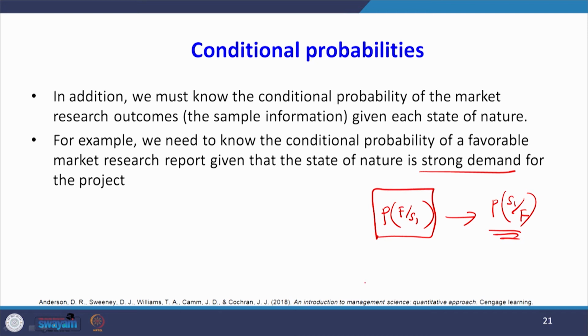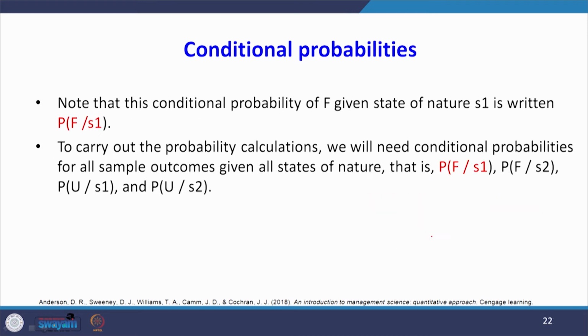What does this say? If the demand is strong, what is the probability that this market research company will provide a favorable report? This probability comes from the past data of the market research company, or the credibility of the results of this market research company. Note that this conditional probability of F given state of nature S1 is written as P of F given S1.